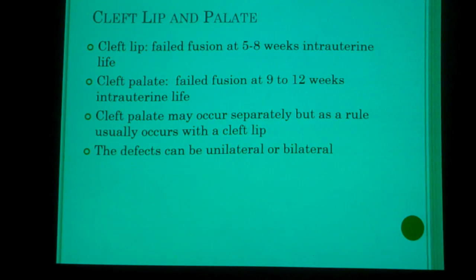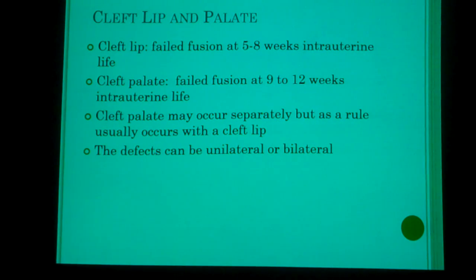Cleft lip and palate. Cleft lip happens if it fails to fuse at 5 to 8 weeks in utero. Palate is failure of fusion at 9 to 12 weeks intrauterine. Cleft palate may occur separately. It can be unilateral or bilateral. Risk factors are hereditary, smoking, alcohol use, anticonvulsants such as Dilantin, and if they're deficient in folic acid.